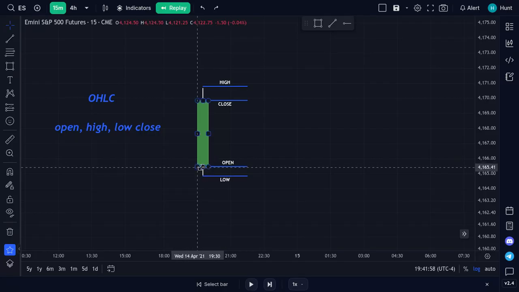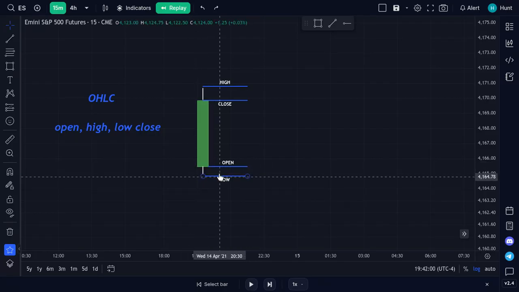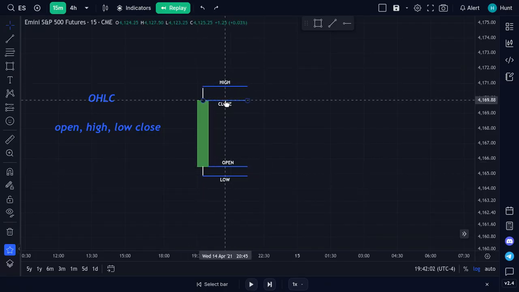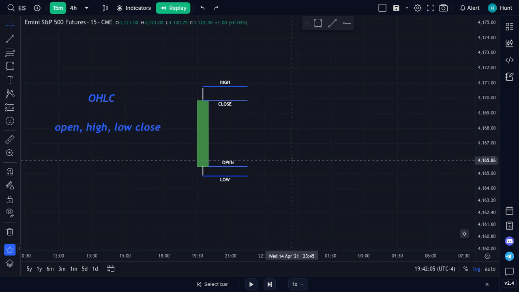This is the open of a bullish candlestick. This is the low of it. This is the high of it. This is the close of it. Now, every candlestick obviously is not going to look like this, but this is the simple explanation of it.